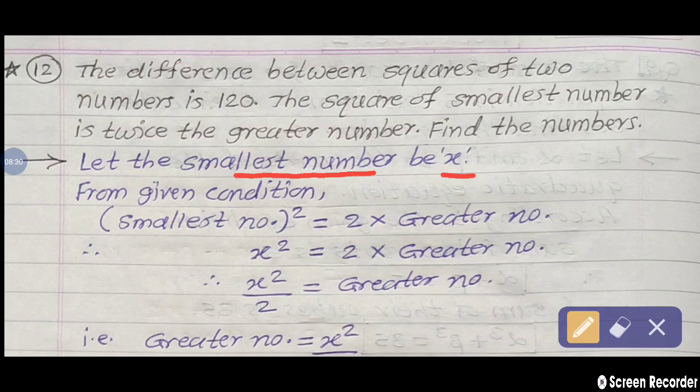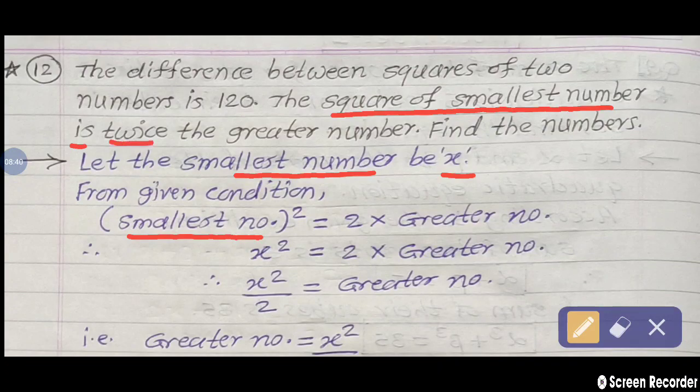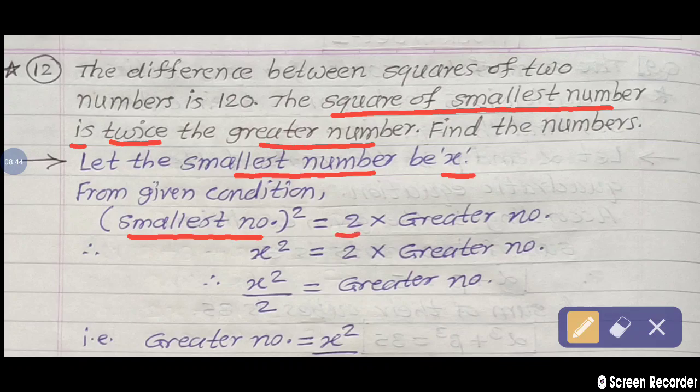What is the condition given? Now check here. The square of the smallest number, we are writing in a mathematical format. The smallest number square is equal to twice, meaning multiplied by 2, the greater number. So 2 multiplied by the greater number. Therefore, what are we assuming here? The smallest number is x. So we are substituting on the left hand side. The smallest number square, meaning x square, is equal to 2 multiplied by the greater number.